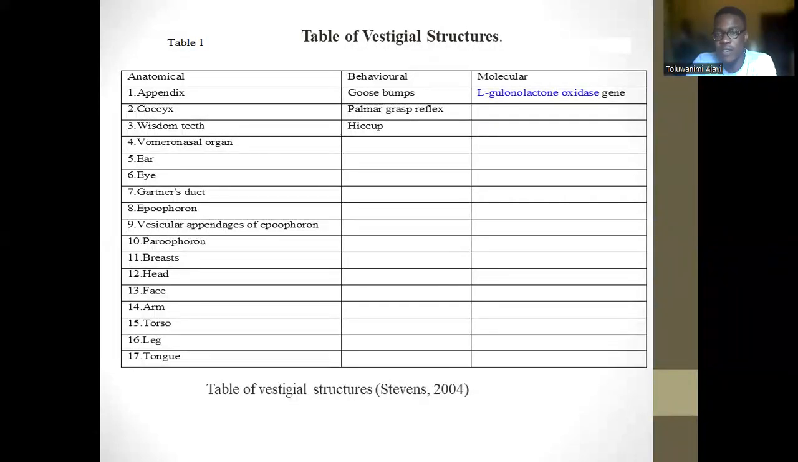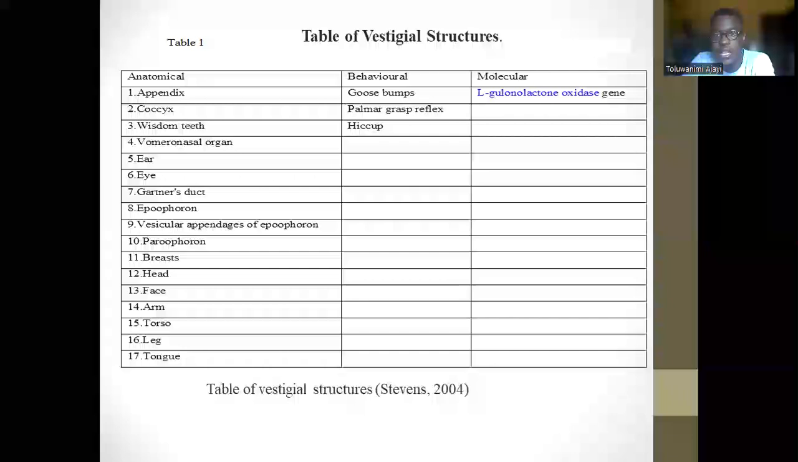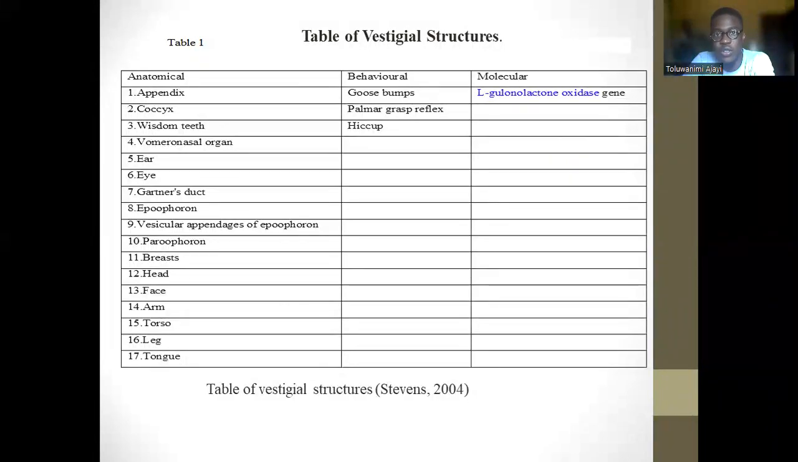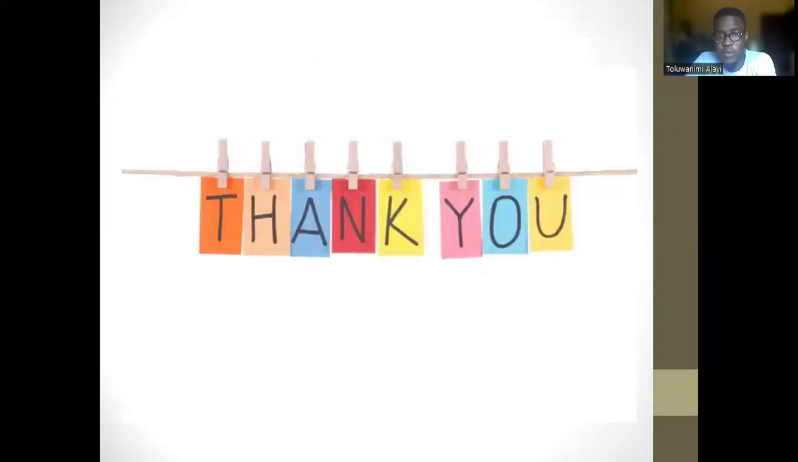And all of this, therefore, tells you that many of these structures are not exactly useless. They just are not as functional as you would think they are. But in the long run, you get to see that they are very, very useful. I hope you've come to understand that these structures are not useless, but they've just not been understood. Thank you very much for listening.